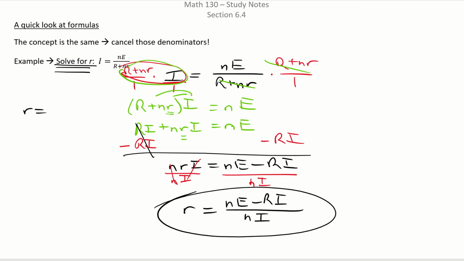I went fast with that, but the steps are identical. It just looks completely different without numbers. You're actually doing less work with this problem than the others. I'm not factoring anything. I'm just clearing and solving. Pretty cool. We can solve for little r.